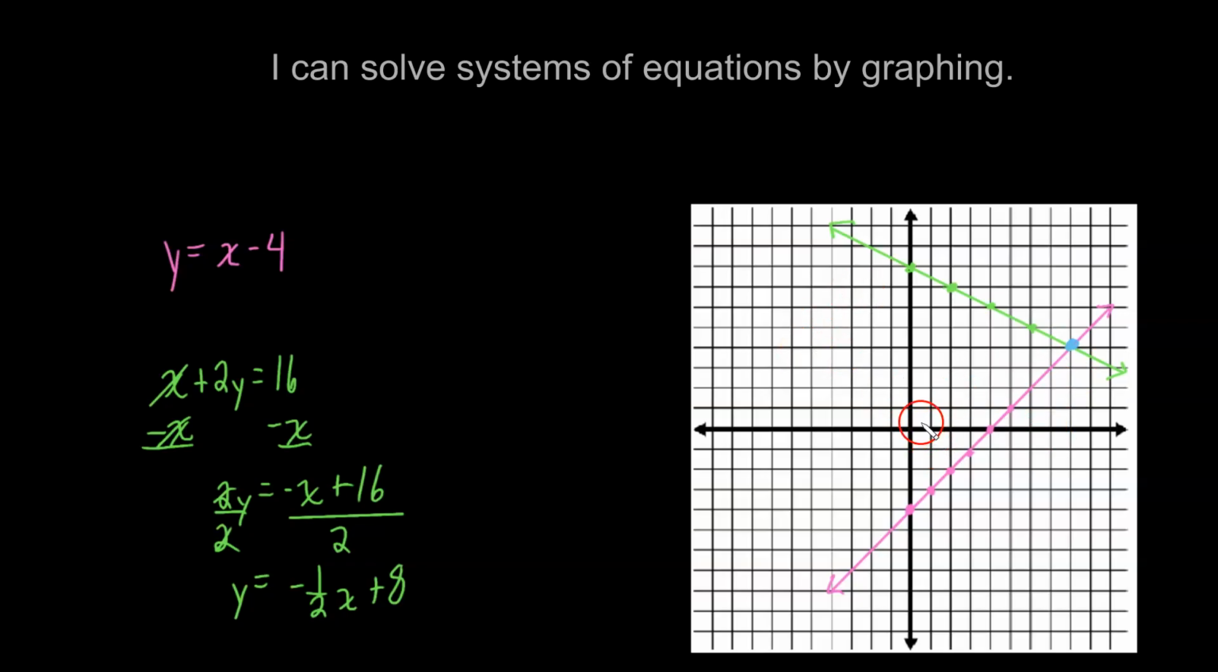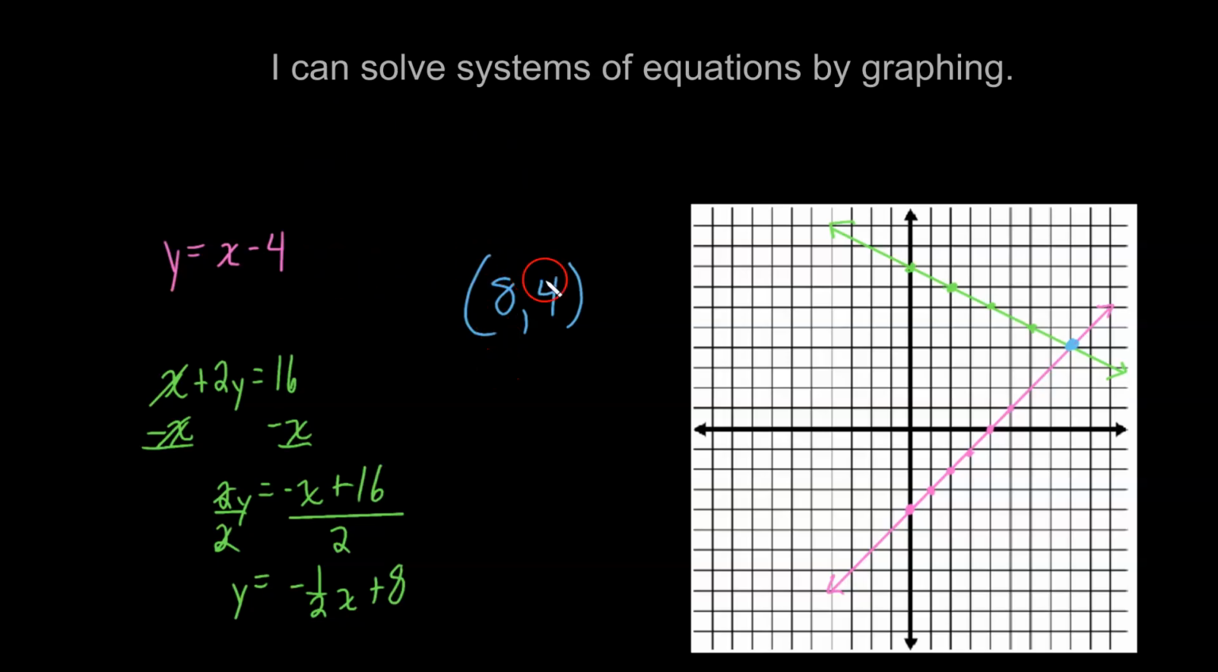It is at the point that has an x value of 1, 2, 3, 4, 5, 6, 7, 8. So it's got an x value of 8. It's got a y value of 1, 2, 3, 4. So 8, 4 is the solution to this system of equations.